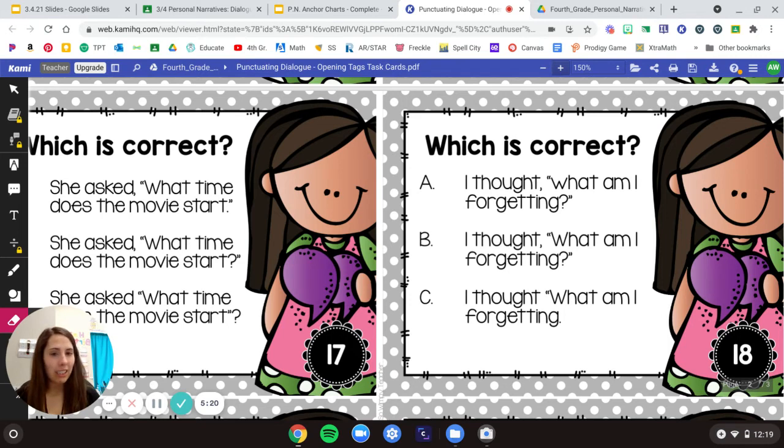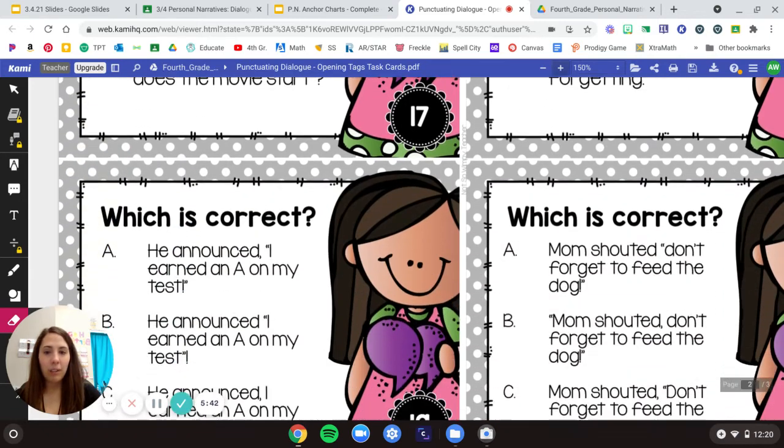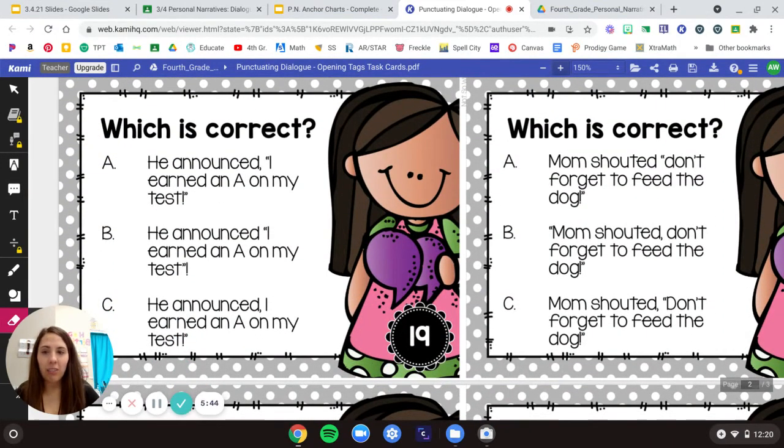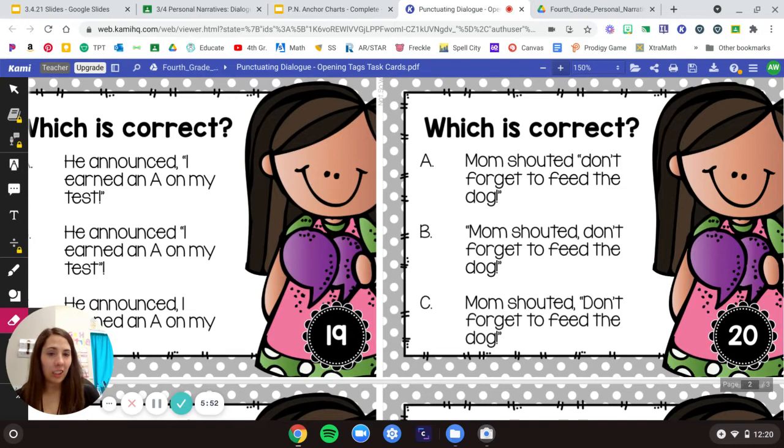18. Our correct answer, this one was really tricky, was B. A and B look almost identical, don't they? But we talked about this when we start our dialogue. What does that letter need to be? It needs to be a capital letter. Good. Then we have 19. The correct answer is A. 20. Your correct answer for this one is D.